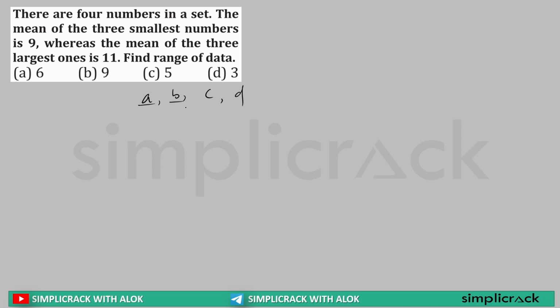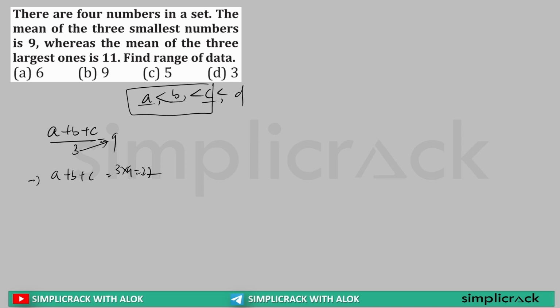This is the smallest. This is greater than A. This is greater than C. This is greater than D. Now what is it saying? These are the 3 smallest numbers. So it is saying the average of these 3 smallest numbers is 9. So A plus B plus C will be 3 into 9, that is equal to 27.